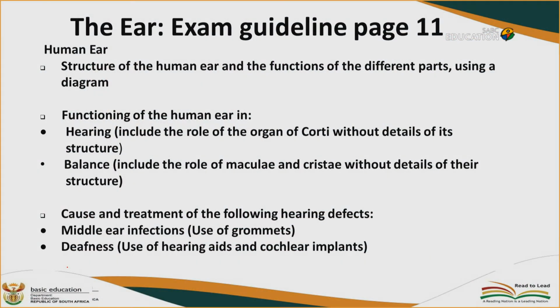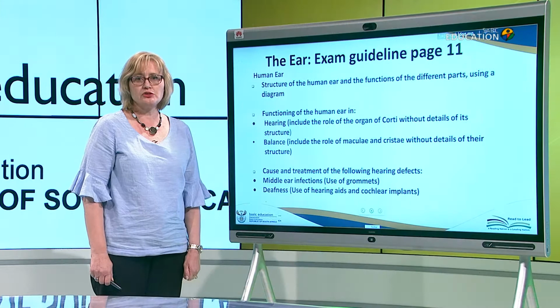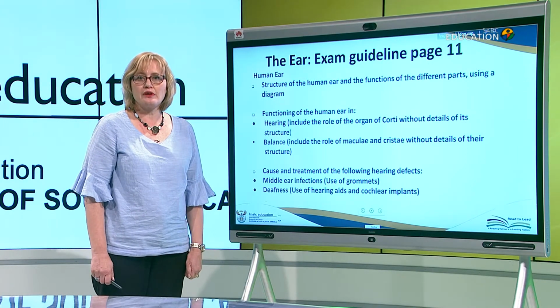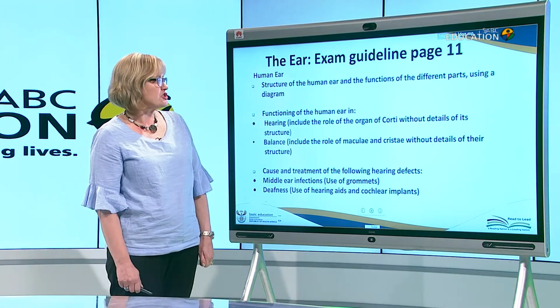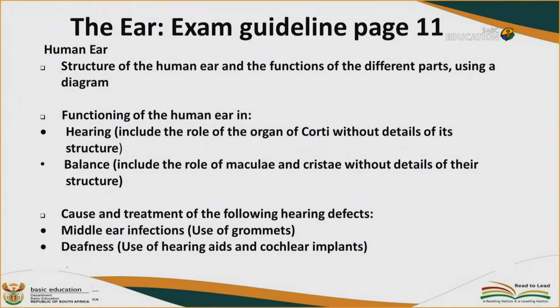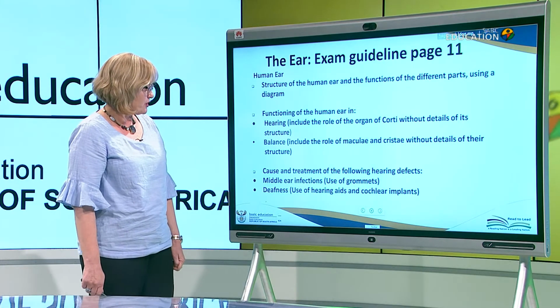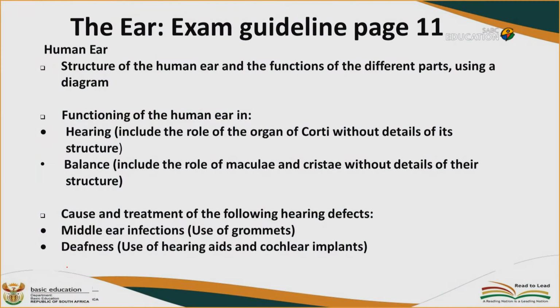Right, so the first bullet there is structure of the human ear and the functions of the different parts using a diagram. In life sciences, diagram is everything. Right, you have to know your diagram. So you'll see in this presentation that we have a lot of diagrams. The second bullet there is functioning of the human ear in hearing, including the role of the organ of Corti without details of its structure. Balance, include the role of the macula and crista without details of their structure. We will get into that detail as we go on. The last bullet there is cause and treatment of the following hearing defects: middle ear infections, use of grommets, and deafness, use of hearing aids and cochlear implants. So that is what we will be looking at today.